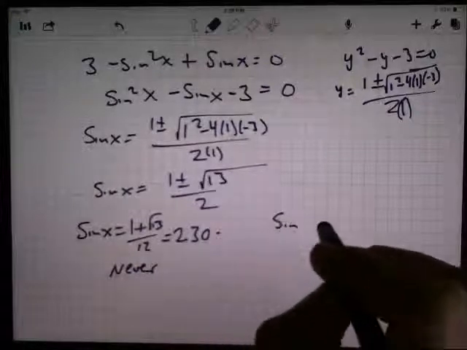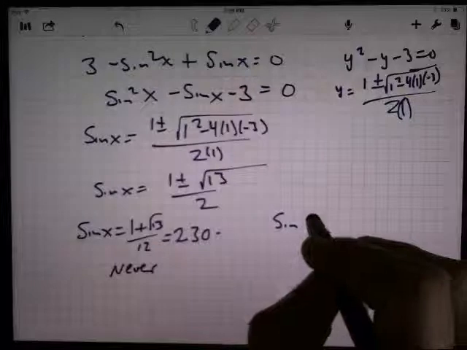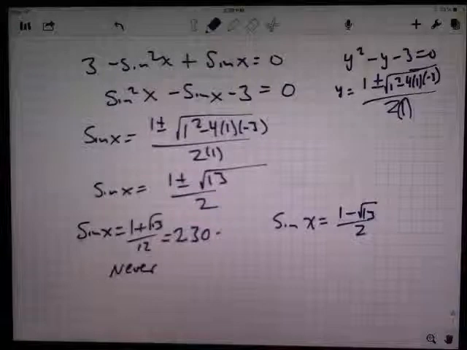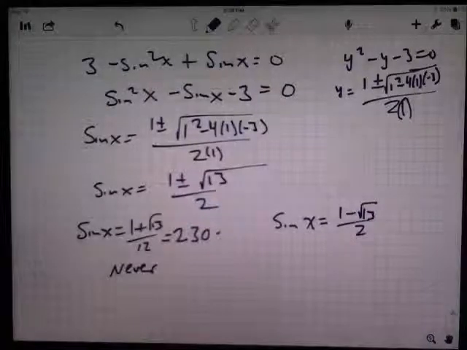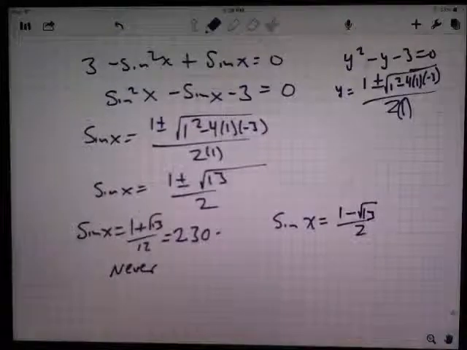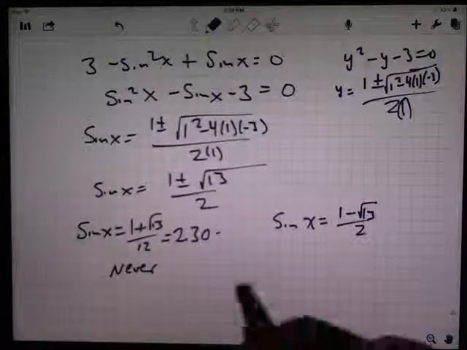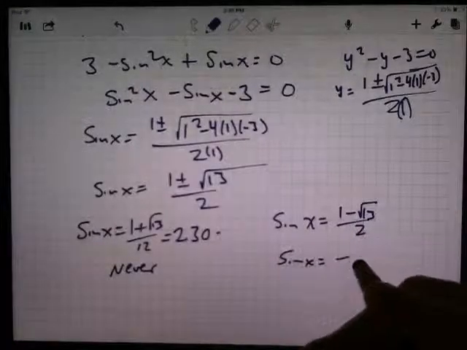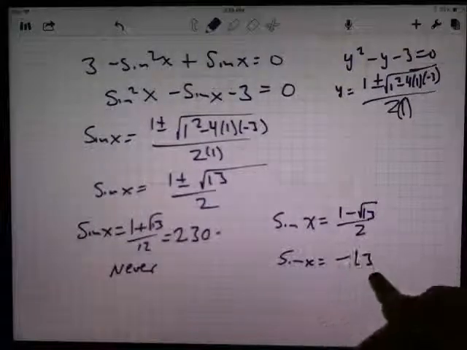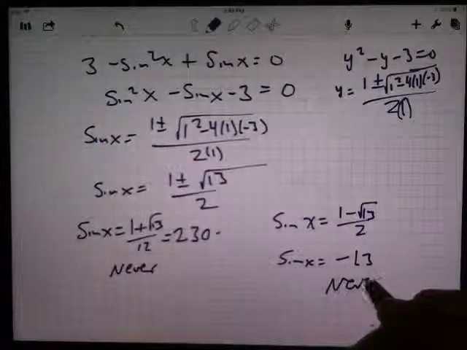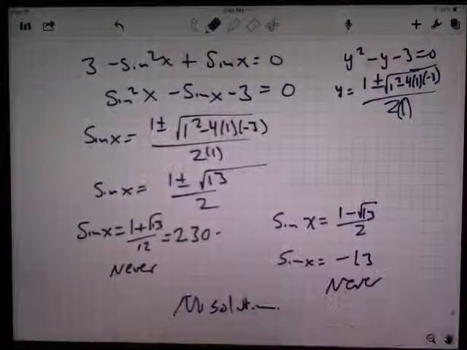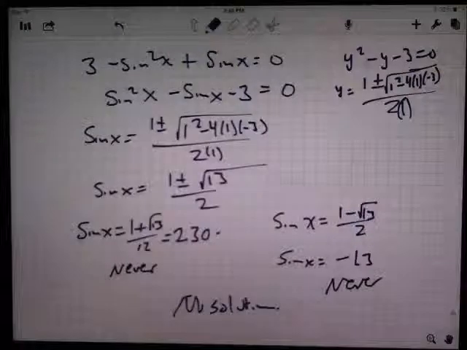So how about the sine of x equaling 1 minus the square root of 13 over 2? Now I'll try that again. In parentheses, 1 minus the square root of 13 divided by 2. And it says sine x equals negative 1.3, and that's never going to happen. So no solutions. That's what I get for writing the problem down wrong. But that's all right too.